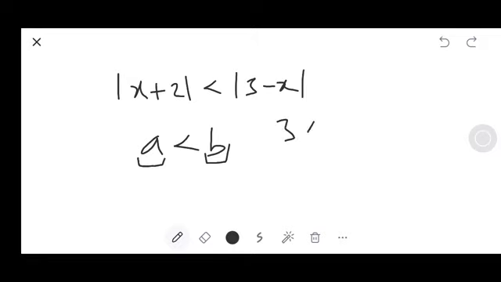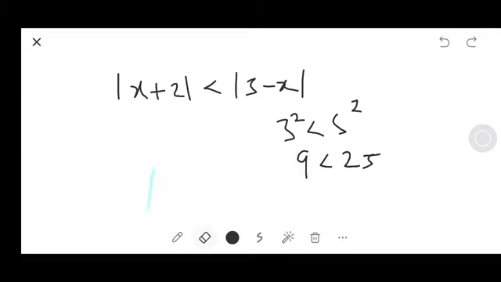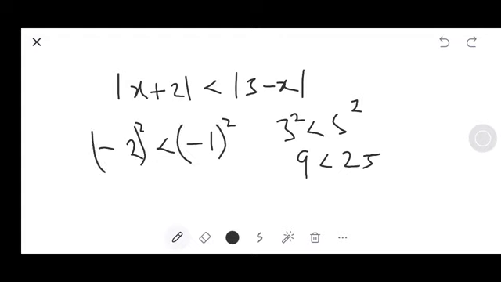Okay, why is it so? If 3 is less than 5, there is no problem if I square both sides, because it is still going to make sense. 9 is less than 25. But if I have minus 2 less than minus 1, this is true, isn't it? Minus 2 is actually less than minus 1. But if I square both sides, would it still remain true? No, because this one is 4, this one is 1, and 4 is not less than 1.